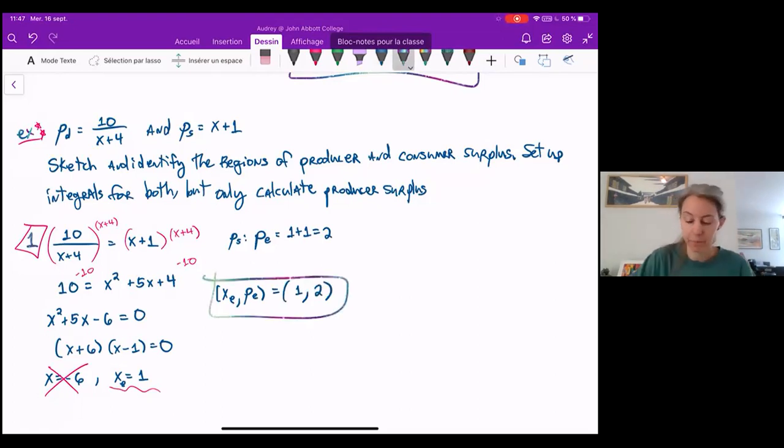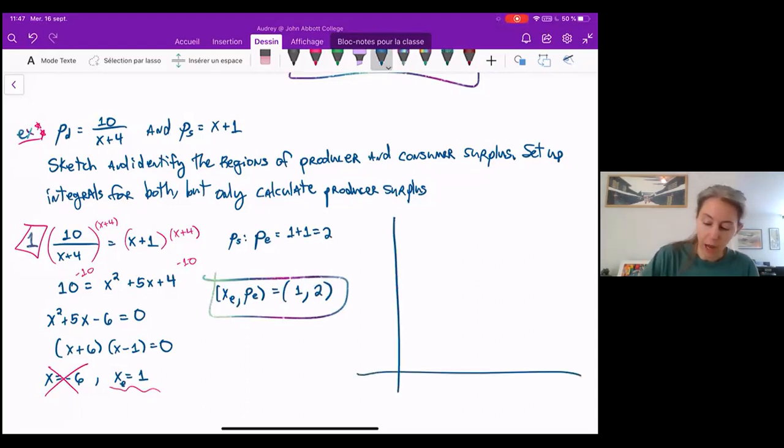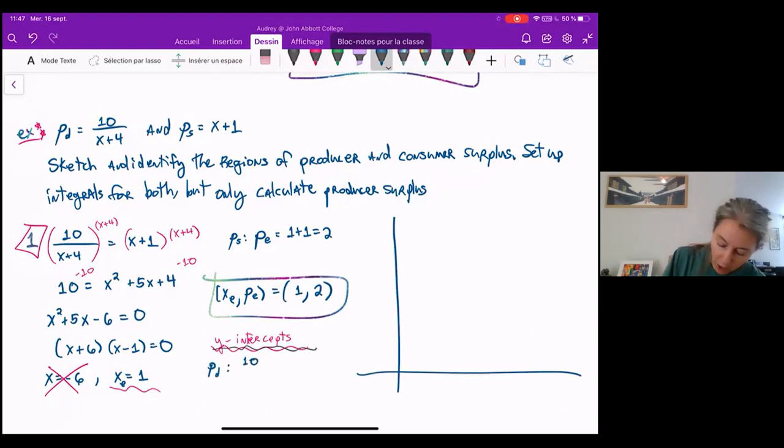Now we want to graph this thing. So I'm going to graph my equilibrium point, but remember that we also want our y-intercepts. So in other words, when x is equal to 0. So here for p sub d, I get 10 over 0 plus 4, which is equal to 5 over 2. So my y-intercept is 0, 5 over 2. And for p sub s, I get 0 plus 1, and my y-intercept is just 0, 1.